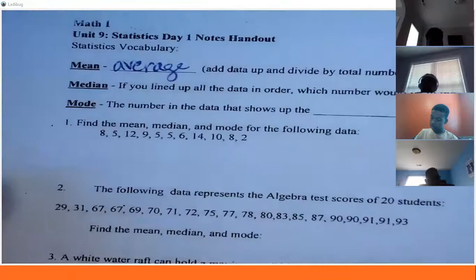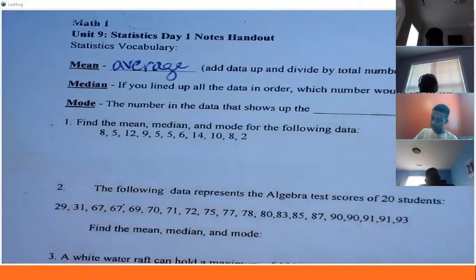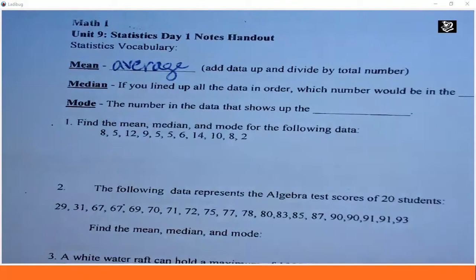How do you get an average of a set of numbers? What do you do to them? Good. You add them and divide. Add them and divide.